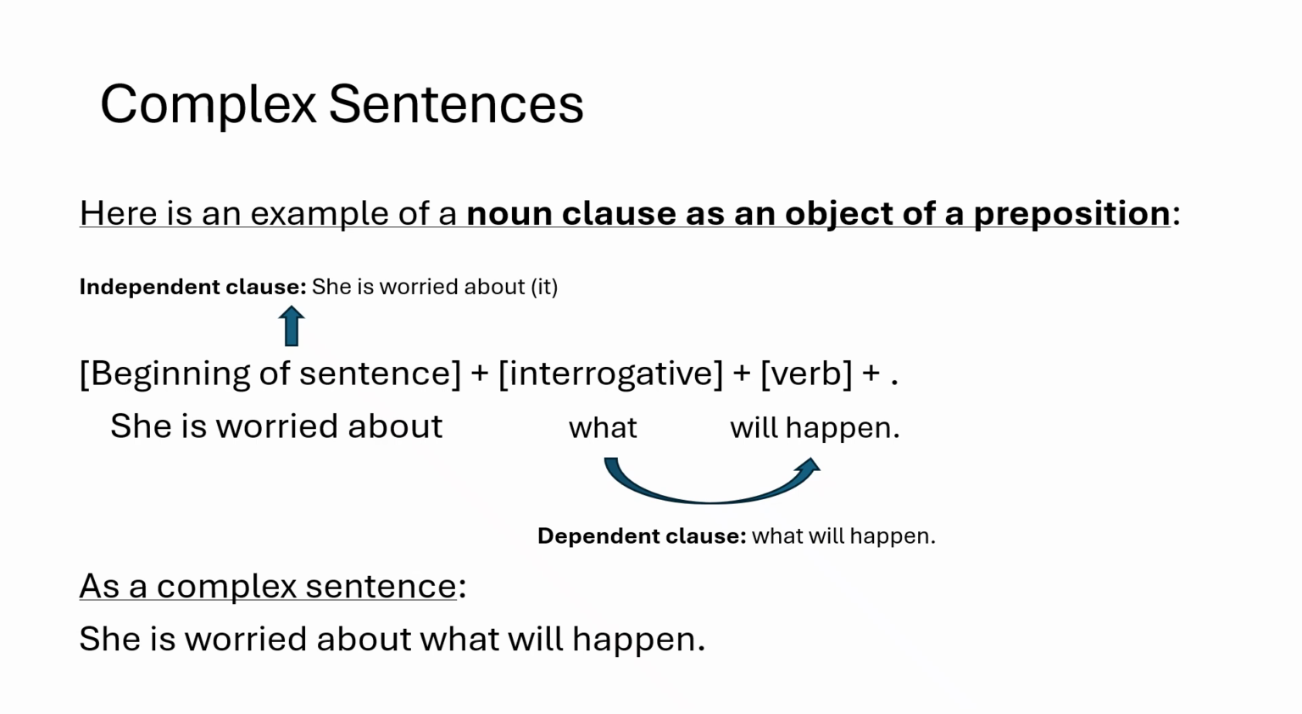This makes sense as a standalone sentence. The preposition about needs an object. It needs something after it. Ask the question, worried about what? The answer is the dependent clause, what will happen. It comes after the preposition about, and as a noun clause, it is the object of the preposition. As a complex sentence, it sounds like this. She is worried about what will happen.